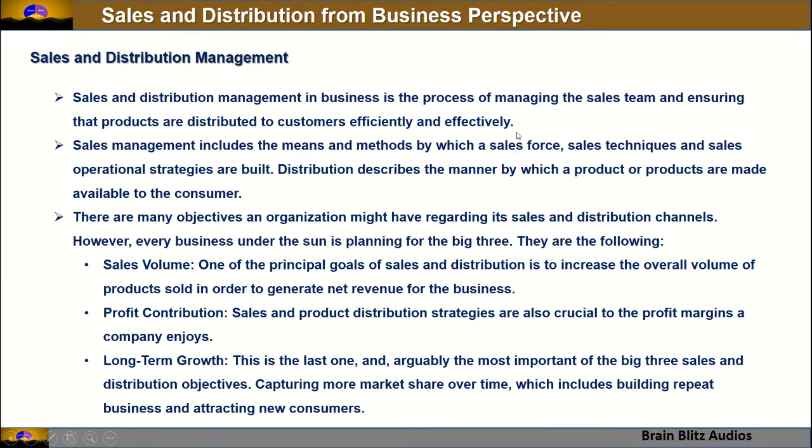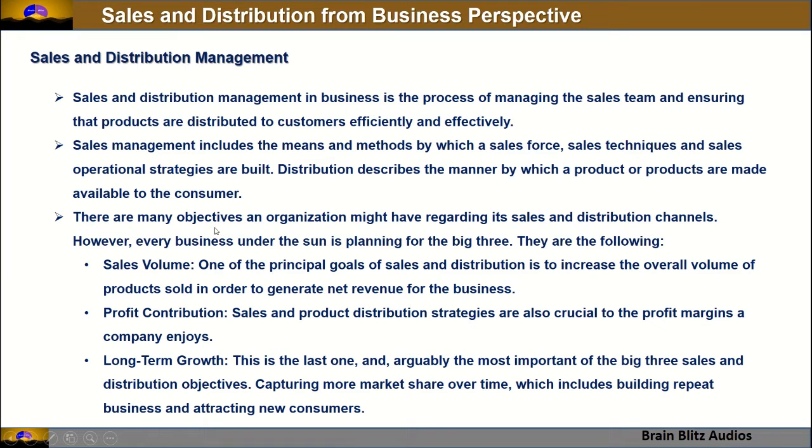So when we are coming to mapping this process, we need to understand that these are the things which we need to consider while mapping a sales process in SAP. So sales management includes the means and methods by which a sales force, sales techniques, and sales operational strategies are built. Distribution describes the manner by which a product or products are made available to the consumer.